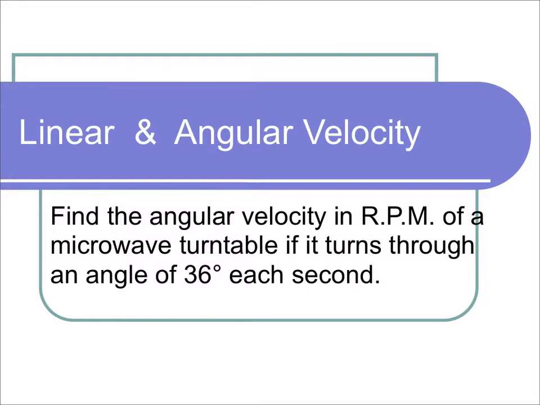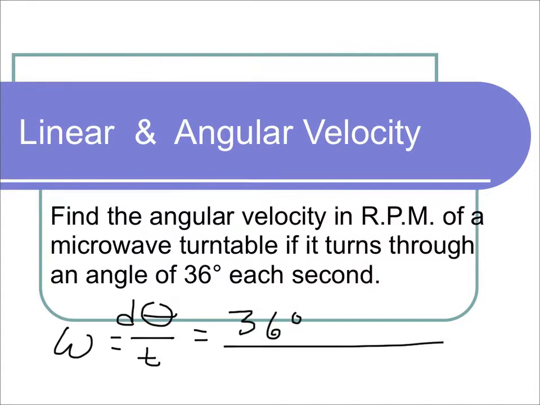Here's an example. Find the angular velocity in RPM, or revolutions per minute, of a microwave turntable if it turns through an angle of 36 degrees each second. Well, omega equals change in angle, d theta, over time. And we know from the problem that that's 36 degrees, there's our d theta, each second, there's our time. So we have 36 degrees for every 1 second.